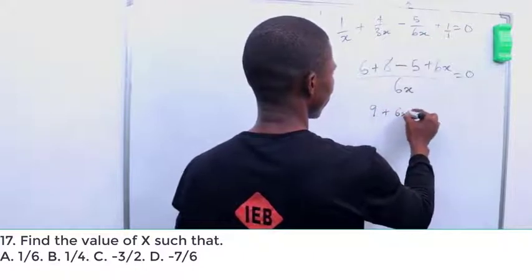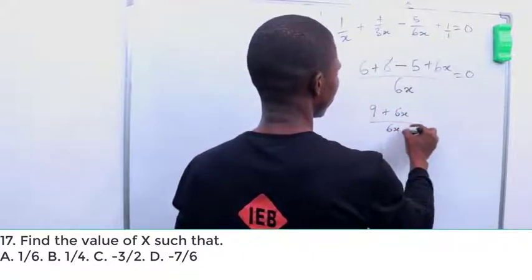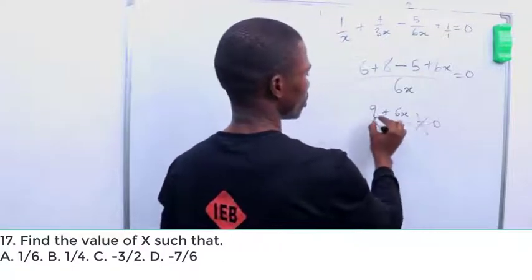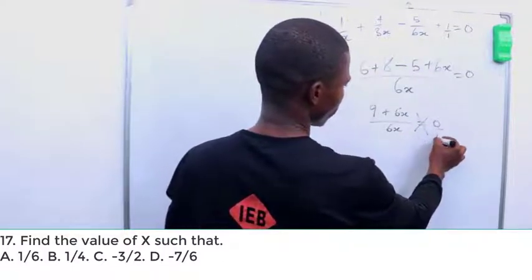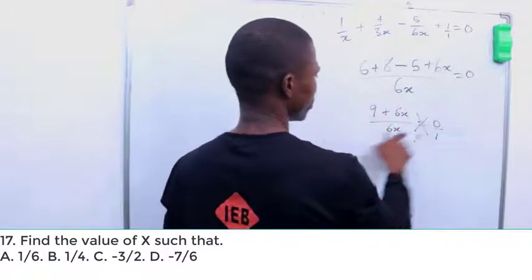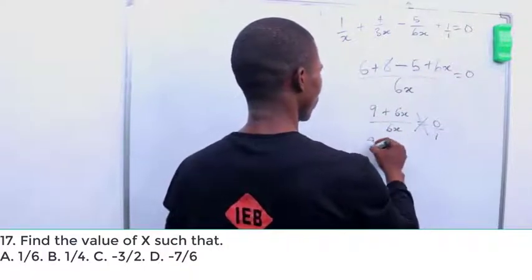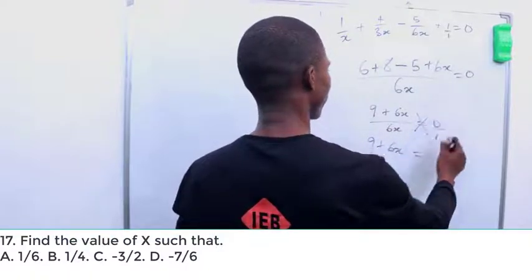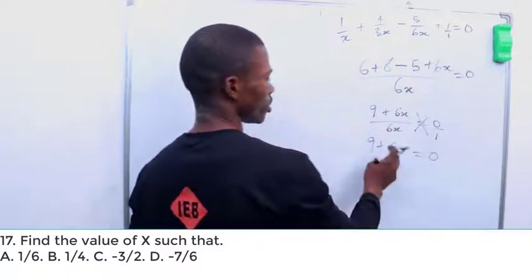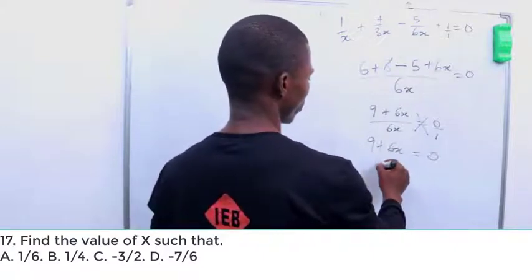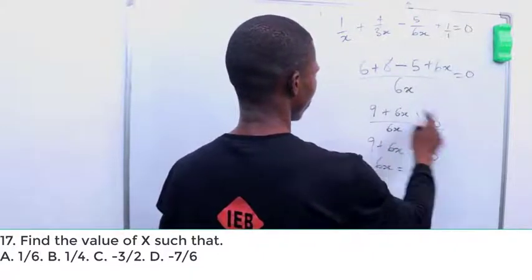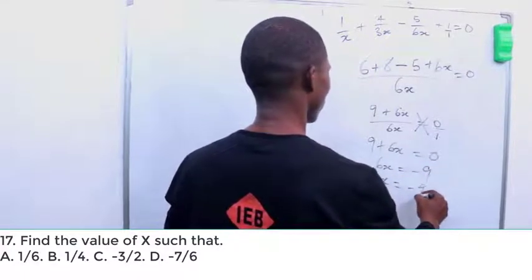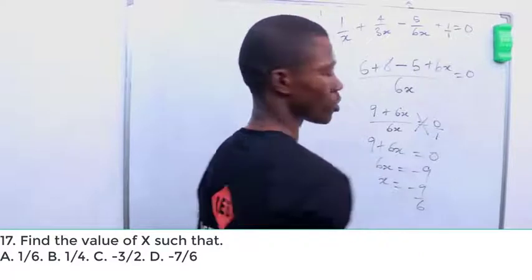Plus 6x all over 6x equals 0. You cross multiply, that is, this times this over 1, this times this, and this times here. So 9 plus 6x will now equal 6x times 0, which is 0. So here we make 6x the subject of the formula. 6x will now equal minus 9, crossing over with the minus. Making x the subject of the formula, x will be minus 9 over 6. So this is our answer.